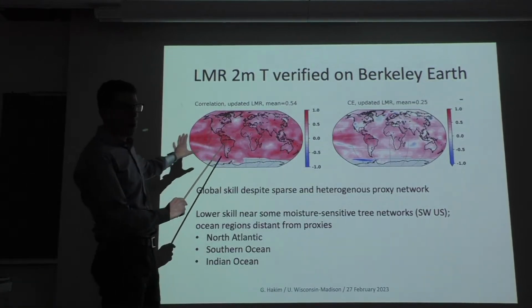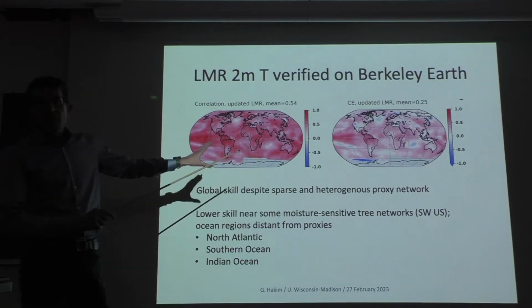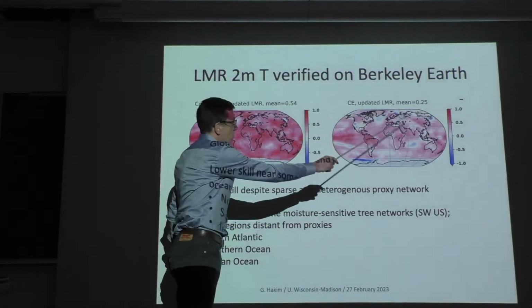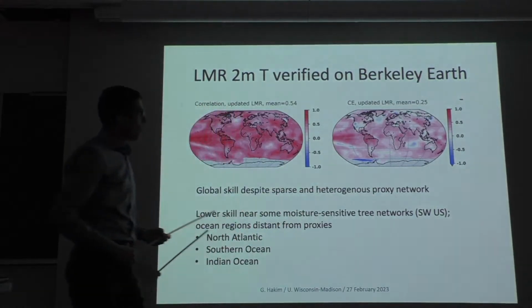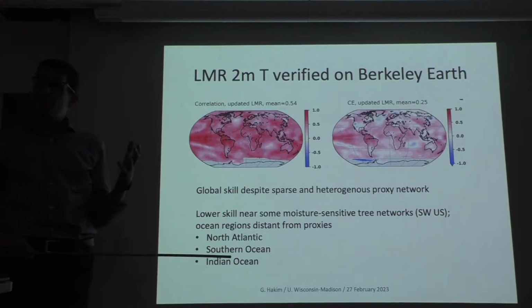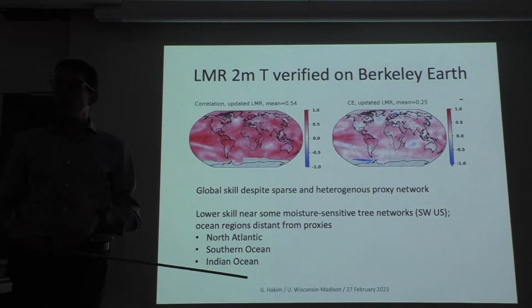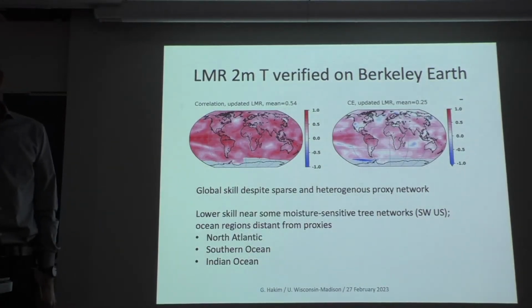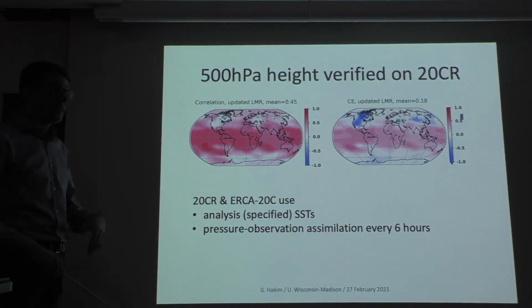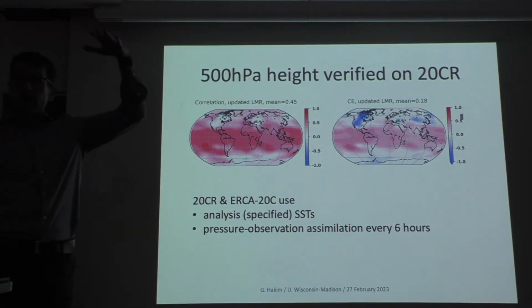Correlation on the left, so where you see red, darker reds, closer to 1, higher skill. And the much more sensitive metric, coefficient of efficiency, still, it's mostly red over nearly the entire globe. So we have skill not only in the global mean, but also in the spatial distribution of temperature anomalies over the instrumental period. Here's an example of how we can get information in the middle troposphere.